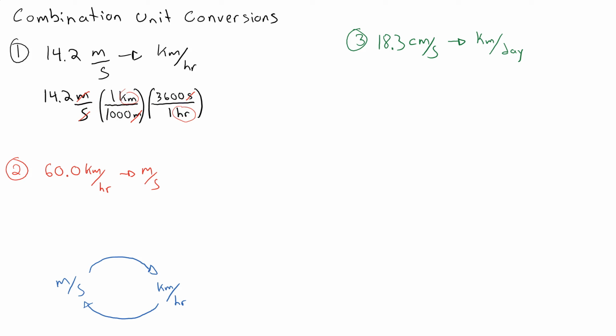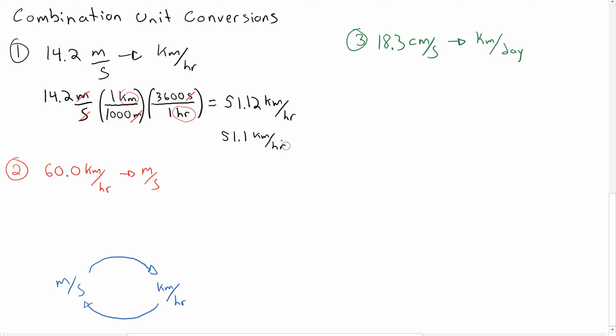And when I do that multiplication, so I go 14.2 times 1 times 3,600 divided by 1,000, I'm going to get 51.12 kilometers per hour. So actually try that on your calculator, make sure it makes sense to you. And with sig figs, here I have 3 sig figs, here I have 4, so I'm going to round this to 3.